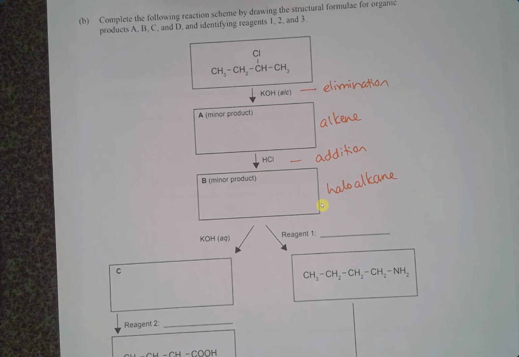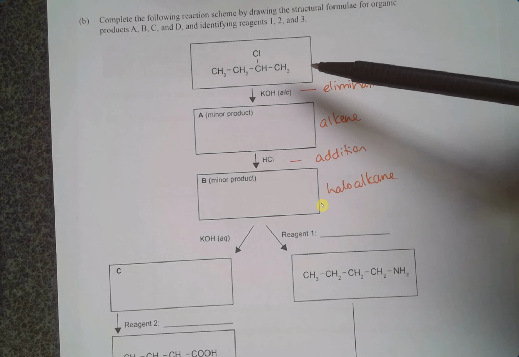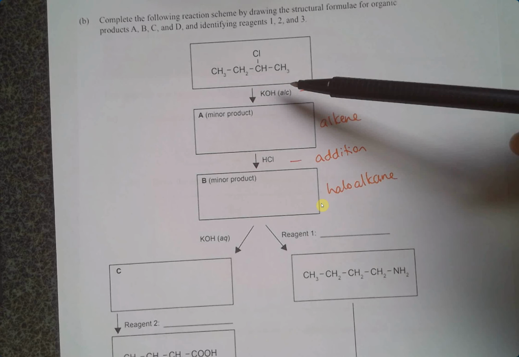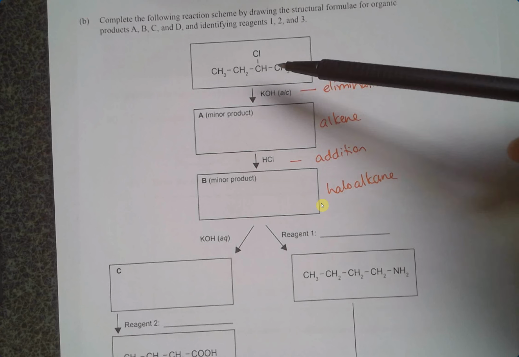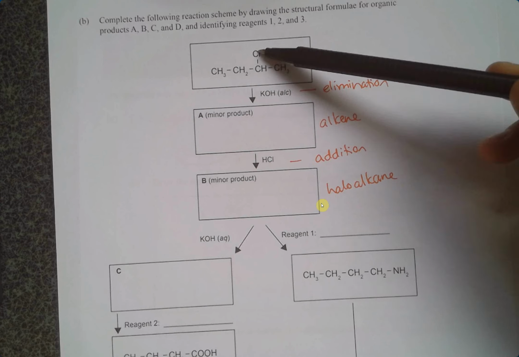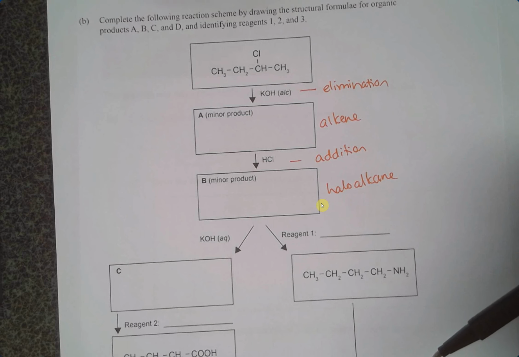So like I said, use the hints that are there to kind of help you figure out what's going on. I know this can't be a substitution reaction, because if it was a substitution reaction, I would only have one product, and that would be this chlorine swapping in for an alcohol. So there's things in the question that logically you can use to help you figure it out.